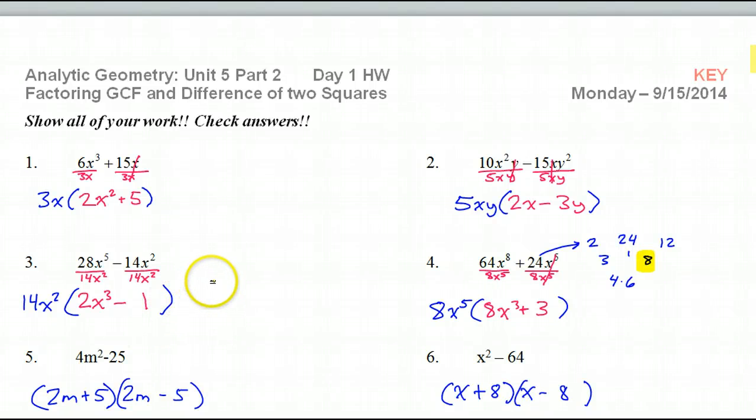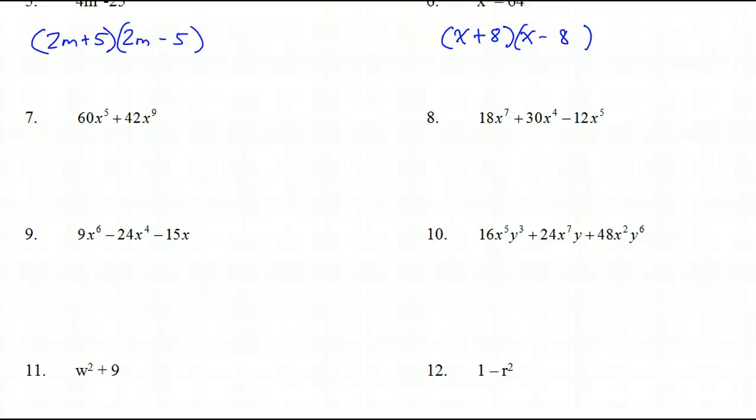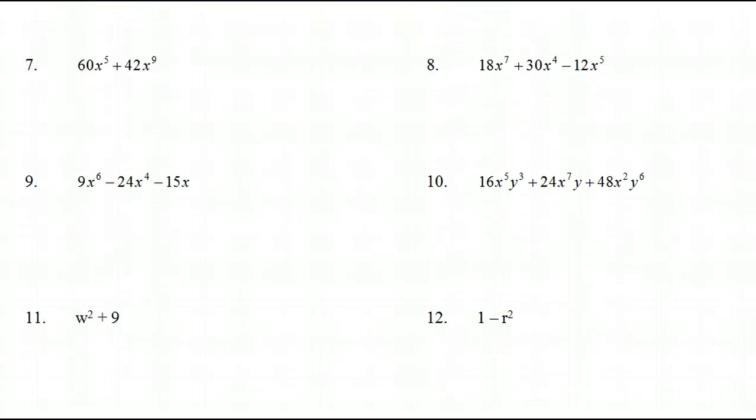Alright, this is part 2 of our lesson on factoring by factoring out the greatest common factor and using the pattern of the difference of two squares. We've done these problems so far, but now we're going to go ahead and hit up number 7.